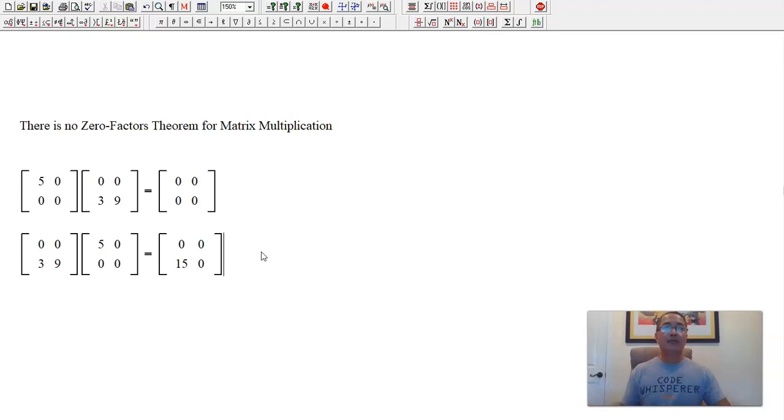Sometimes you'll get the same answer if you reverse the product, but if you don't know anything about the two matrices, don't you dare reverse the order of the multiplication.